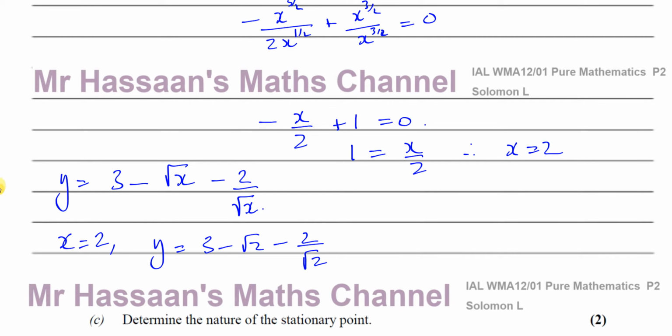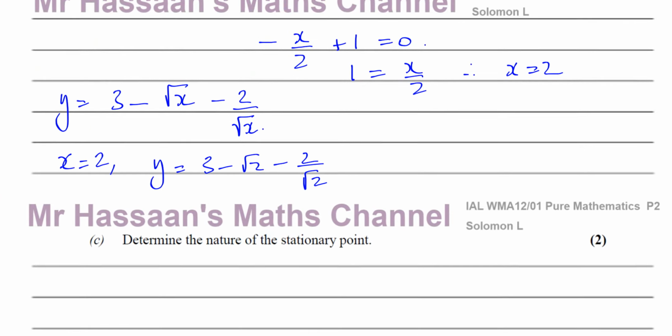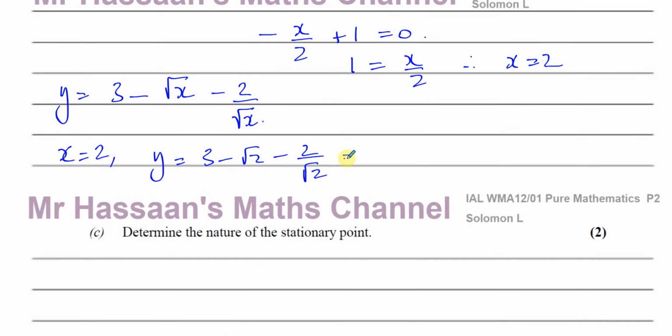Now they ask us to find the exact coordinates of the stationary point. So I've got to give this an exact form, so I need to try to simplify this. What I'll do is put them all under the same denominator of root 2. So I have to multiply this fraction by root 2 over root 2, and I have to also multiply this fraction by root 2 over root 2.